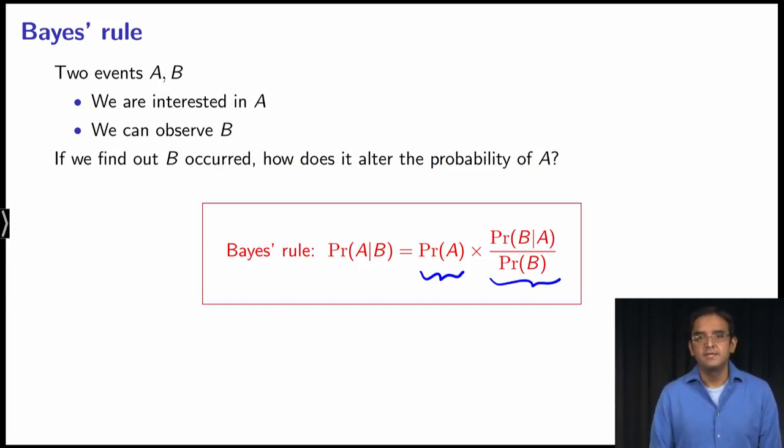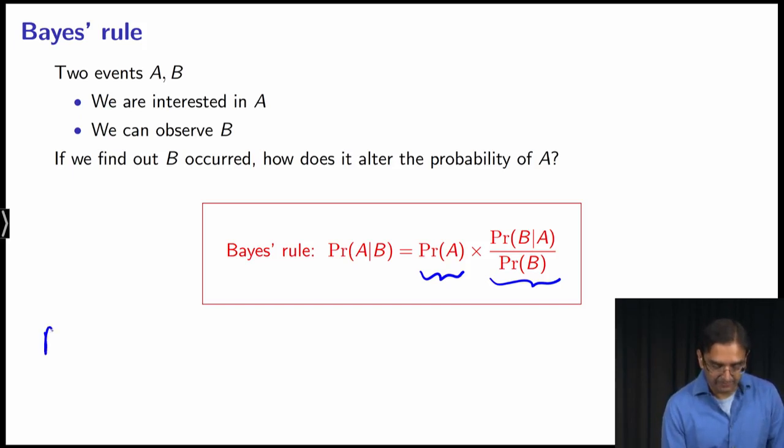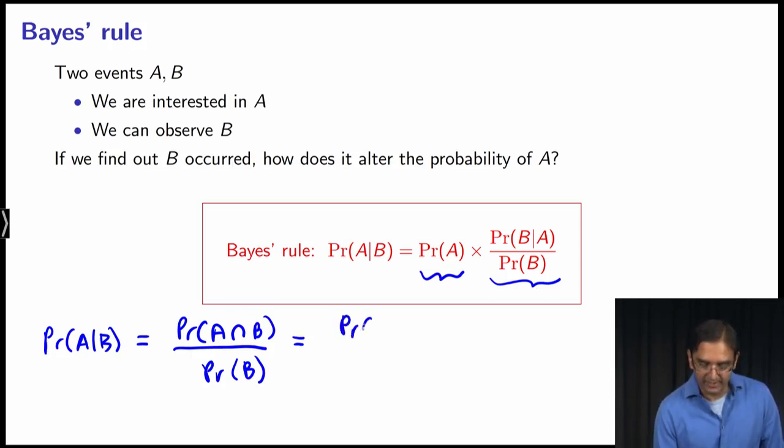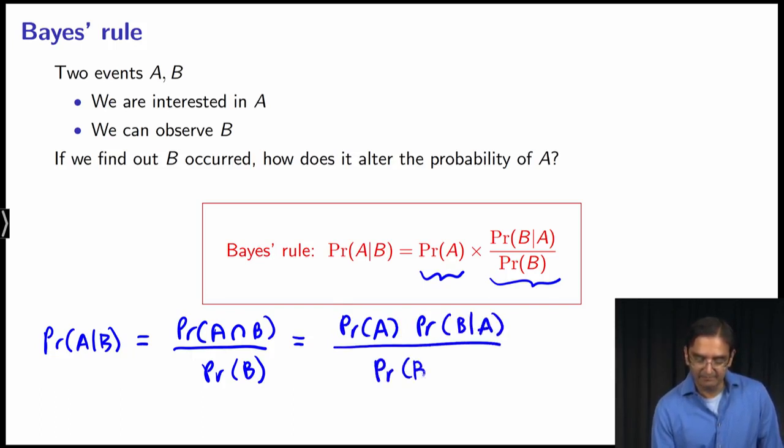Now, this formula is just two applications of the general rule for conditioning. Okay, so let's see how we get it. The probability of A given B is, as we know, just the probability of A and B over the probability of B. And now let's just work on the numerator. The probability of A and B is just the probability of A times the probability of B given A. We keep the denominator the same. And sure enough, we have Bayes' rule.